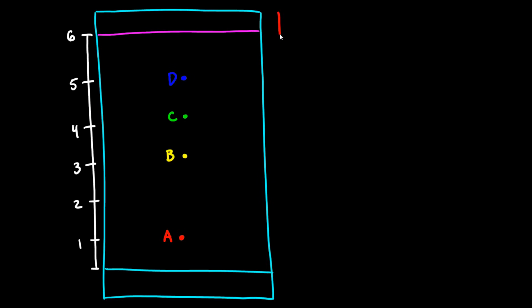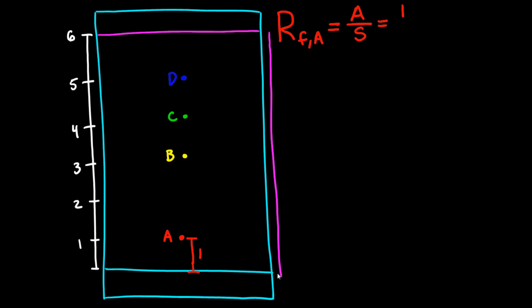So if we were to measure the RF of A, we would want to measure the distance traveled by A over the distance traveled by the solvent. And here, that distance is 1, and the distance traveled by the solvent is 6. So that's 1 over 6, which is equal to approximately 0.17.